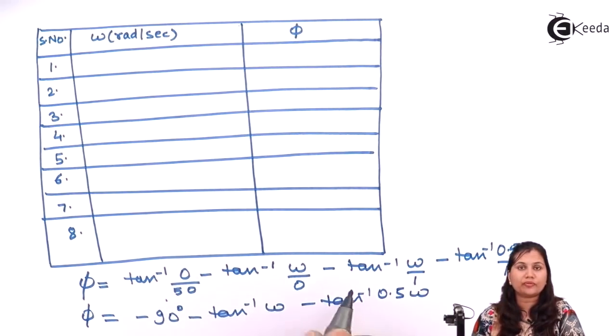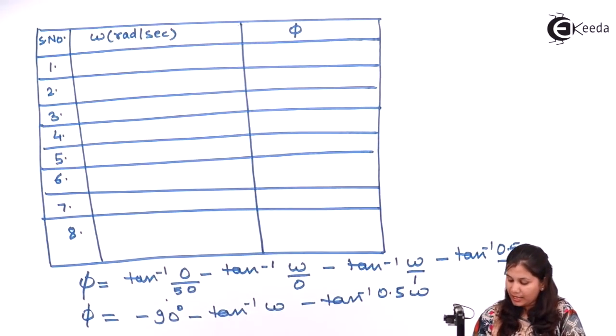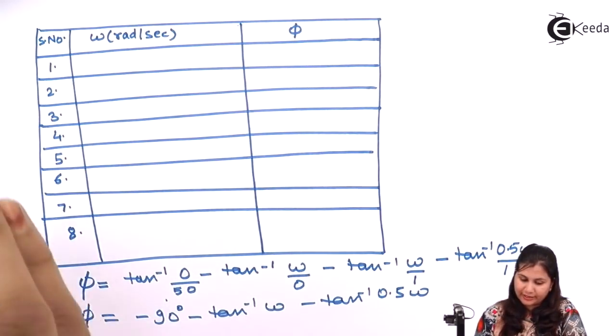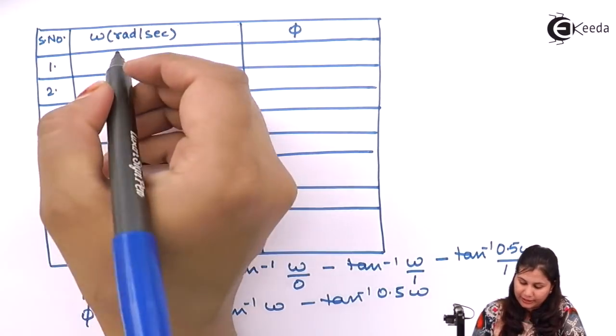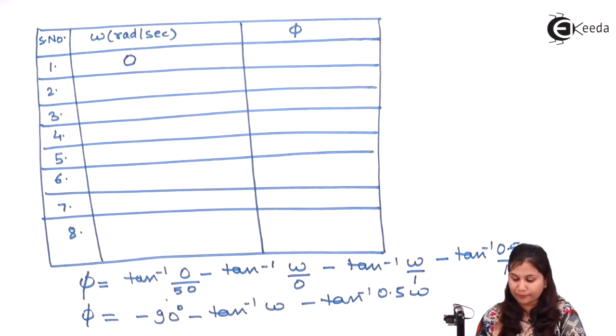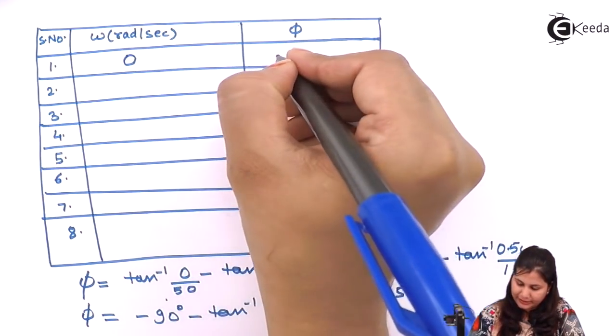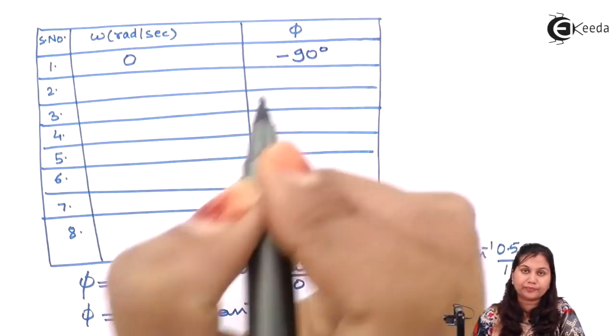In this phase equation we are going to put various values of omega, and for those values of omega we are going to find out the value of phi. Okay, so let's take different values of omega, like omega equals 0. Put here omega equals 0, so it will be tan inverse of 0 minus tan inverse of 0. So tan inverse of 0 is 0 degrees, so the phase angle will be minus 90 degrees.